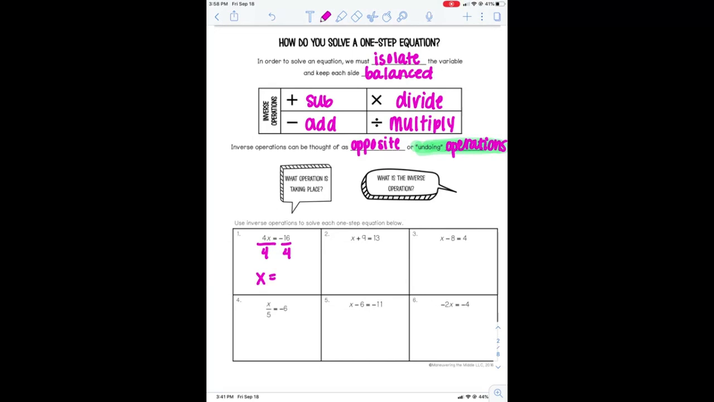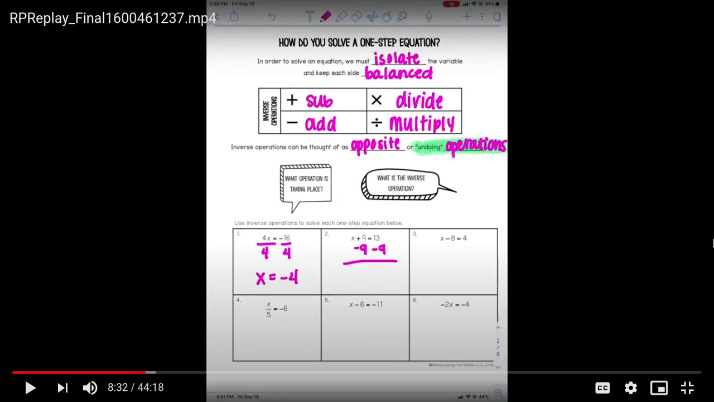So here I've got 4x equals negative 16. To undo the 4x, which is multiplication, I use division and divide both sides by 4, which gives me x equals negative 4.